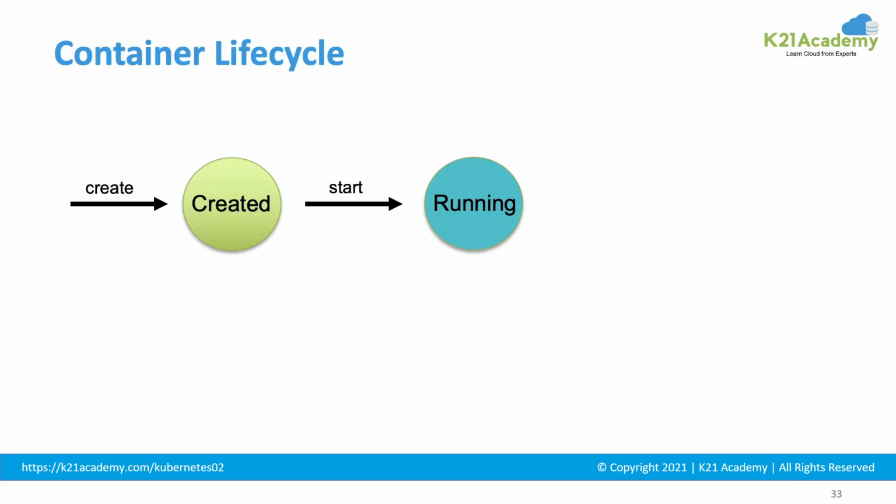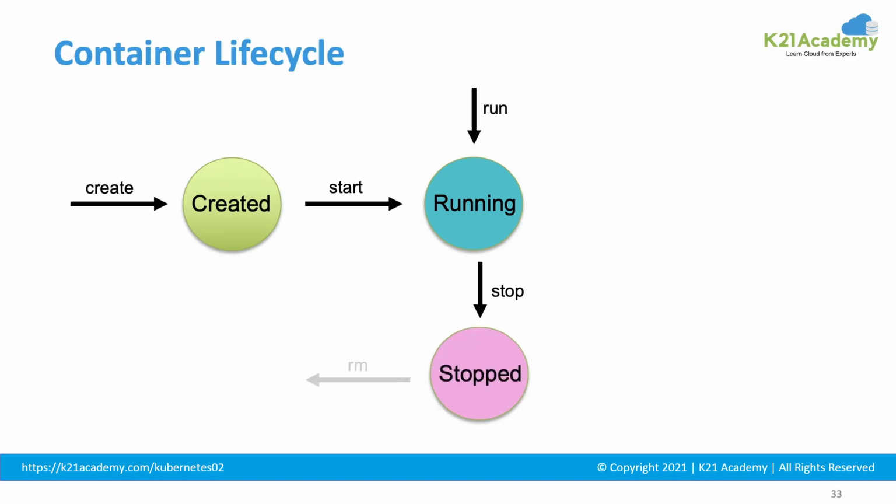Instead of going in a two-step process, first create and then start, you can execute a single command called docker run that would create and even start the container. As soon as you execute the docker run command, the container goes to running state. If I want to gracefully stop my running container, I can execute the docker stop command with the container ID or container name, and the container moves into the stop state.